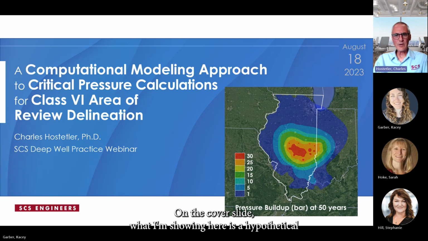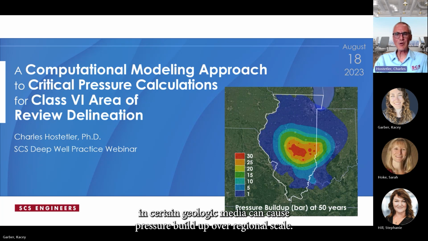On the cover slide, what I'm showing here is a hypothetical 200 million metric ton injection. It was never permitted or implemented. It was an office study. But the white outline is the state of Illinois. And what I want to do is introduce the group to the idea that we all want to sequester as much carbon dioxide as efficiently as we can in the subsurface, because that drives the finances for our projects. But we need to be mindful that large injection rates in certain geologic media can cause pressure buildup over a regional scale.